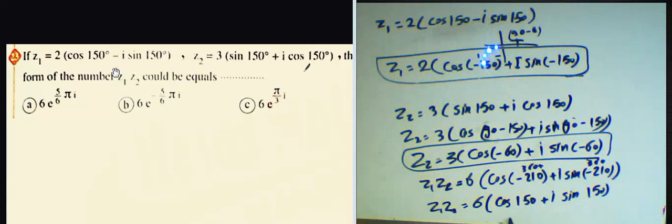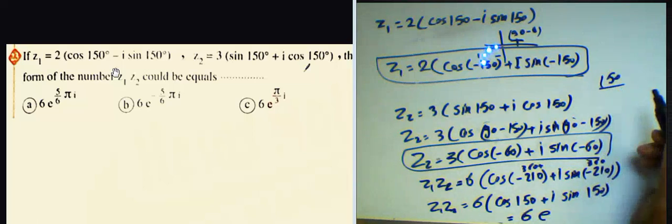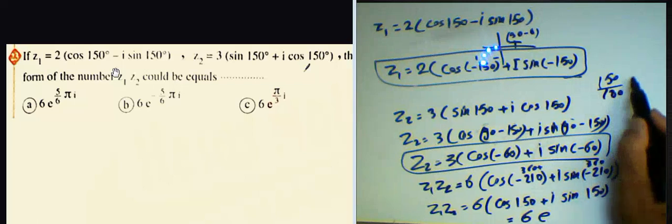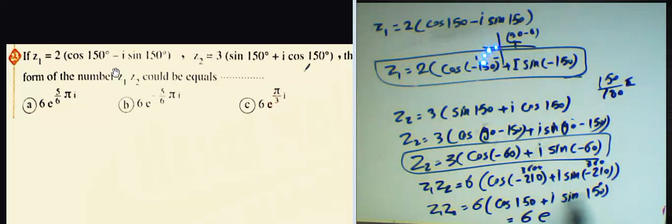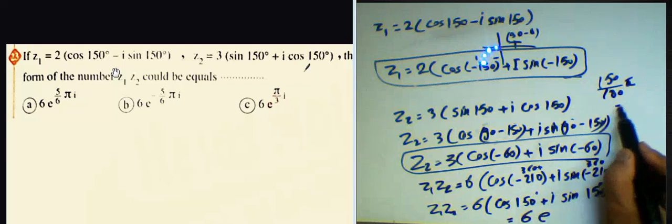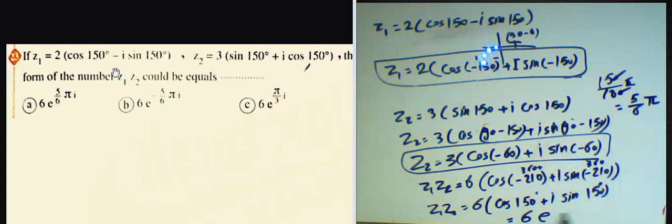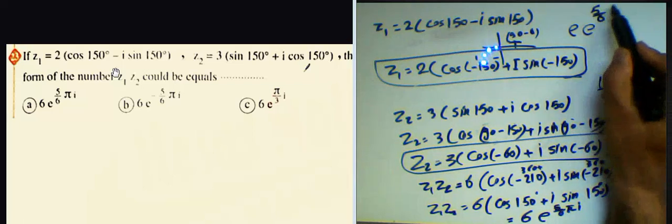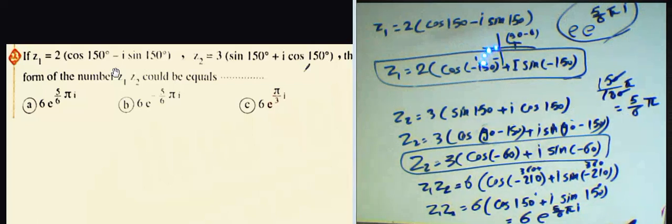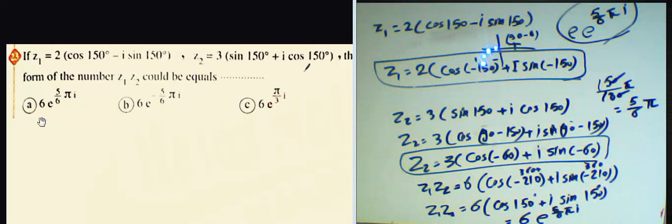This will be what? Will be 6 e power this angle 150 converted from degree to radian divided by 180 multiplication by pi. Convert this angle from degree to radian. It will be what? We cancel 0 by 0 and 15 divided by 18, can divide by 3, 5 over 6 pi. Right? 5 over 6 pi I. The result will be 6 e power 5 over 6 pi I. That's the result. It shows what? It shows letter A.